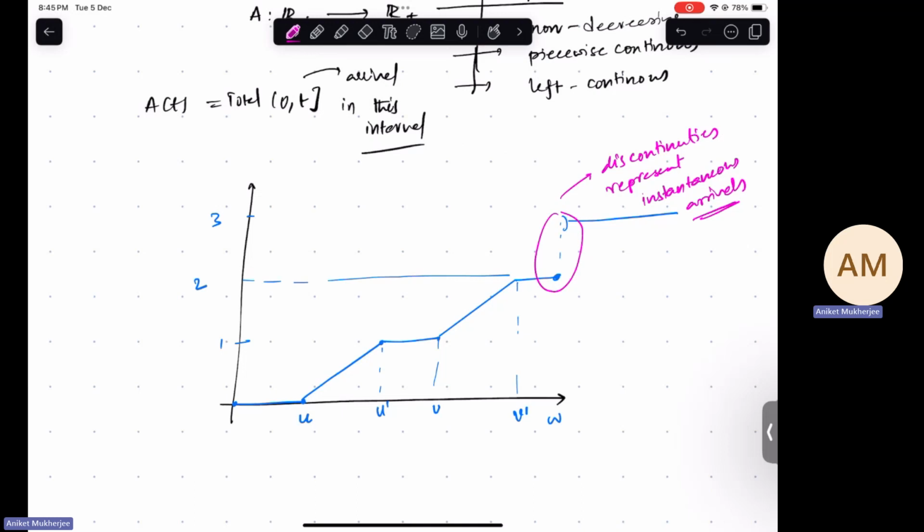One more important point to note about cumulative functions: what do they represent? They represent only the total amount of data. They don't give any information on how big the packet was, how small the packet was, or how many packets there were. They just give the total amount of data that has arrived till time t.